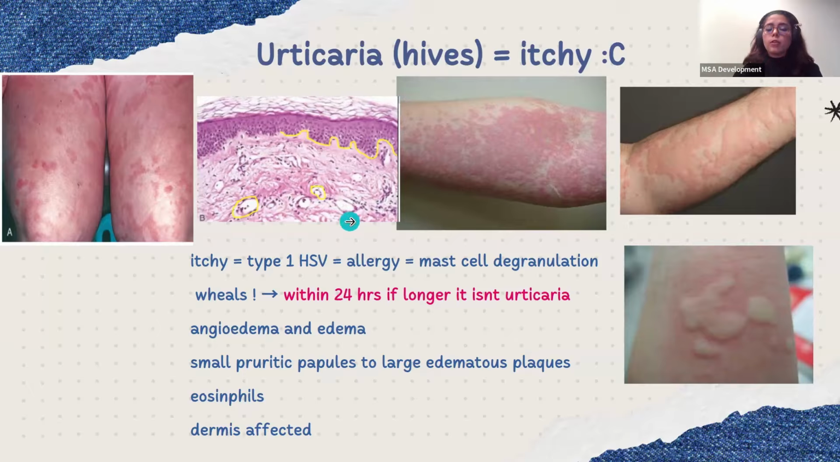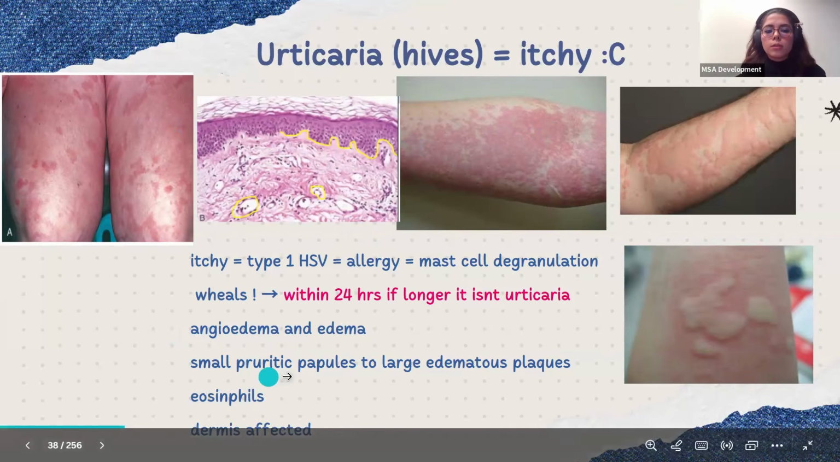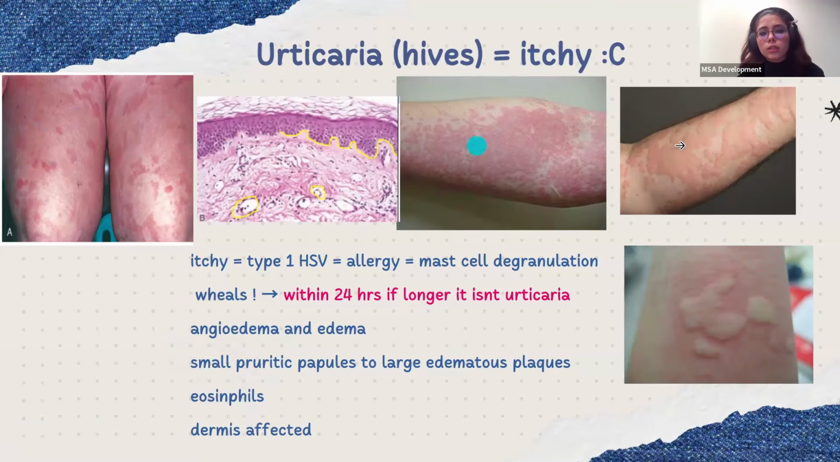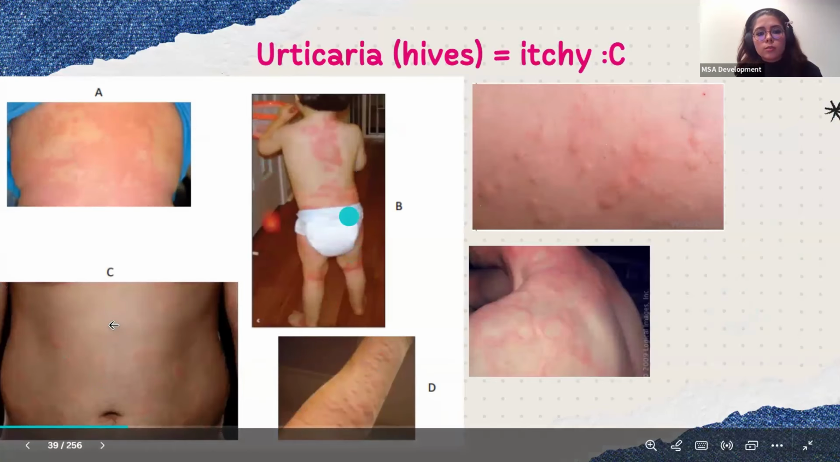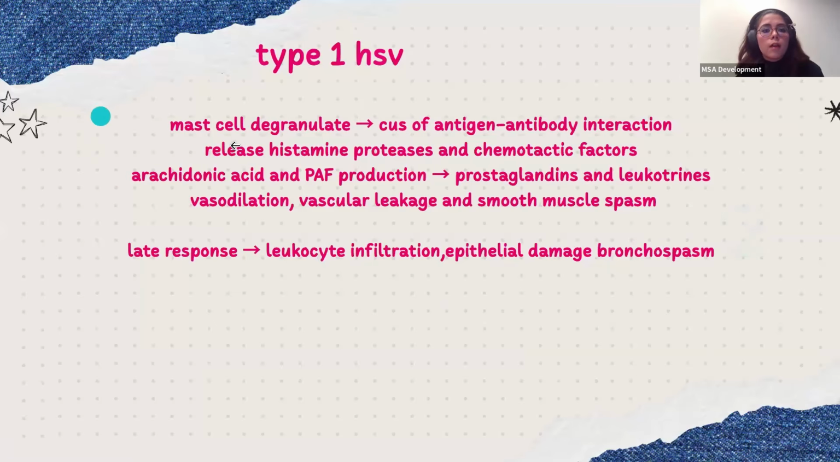It's a type 1 hypersensitivity reaction, mast cell degranulation. So histamines and all that jazz. You have angioedema, and edema of the cells themselves, small pruritic papules to large edematous plaques. Eosinophils in the dermis are affected as well. These are examples of urticaria and how it presents. These are more examples, taken from your derma lecture. These are more examples.